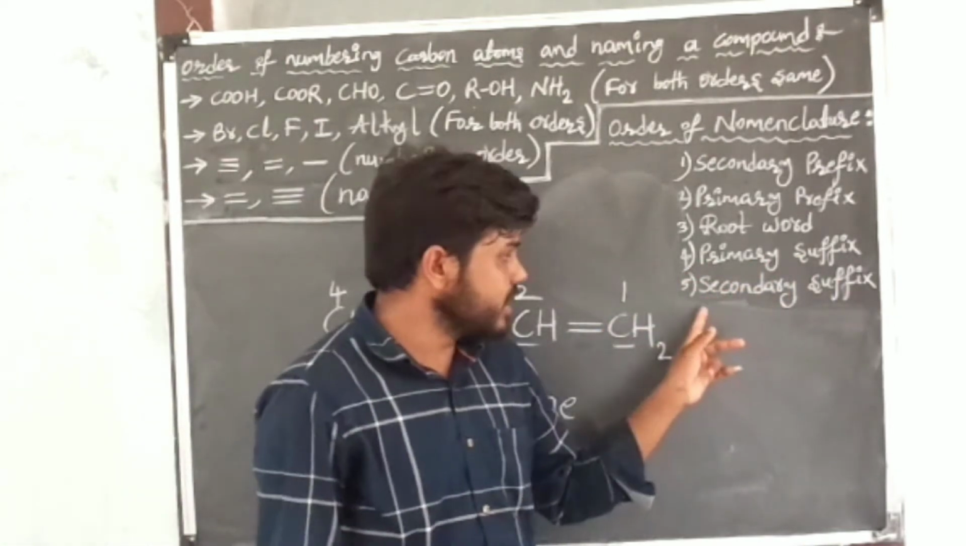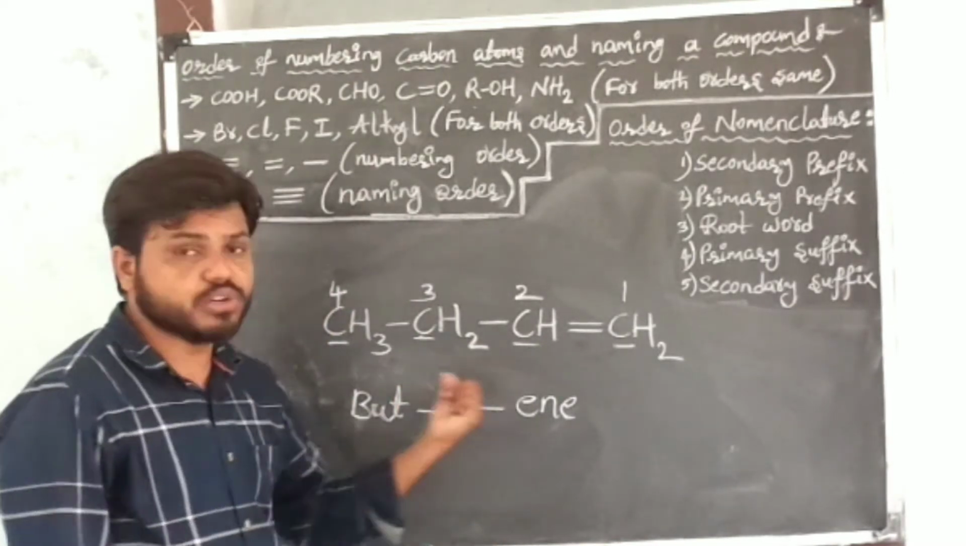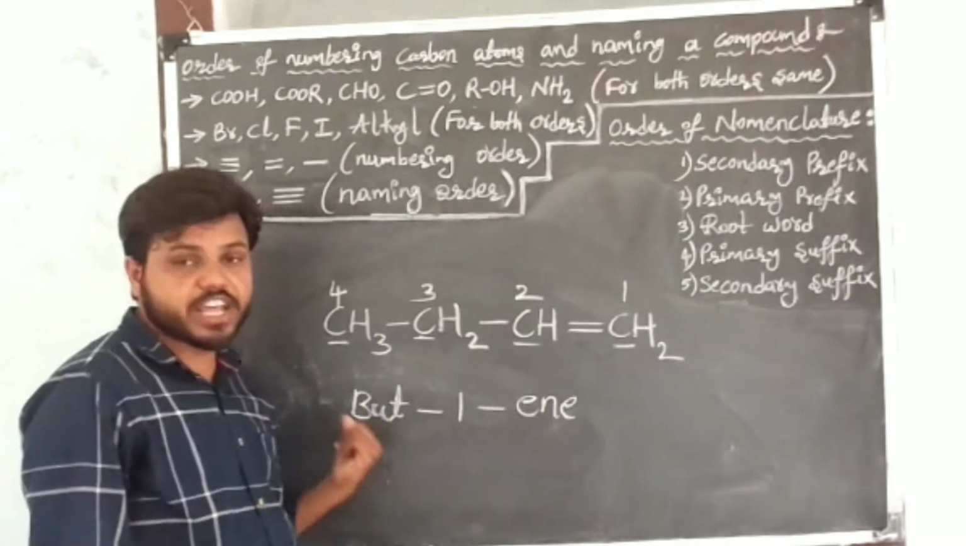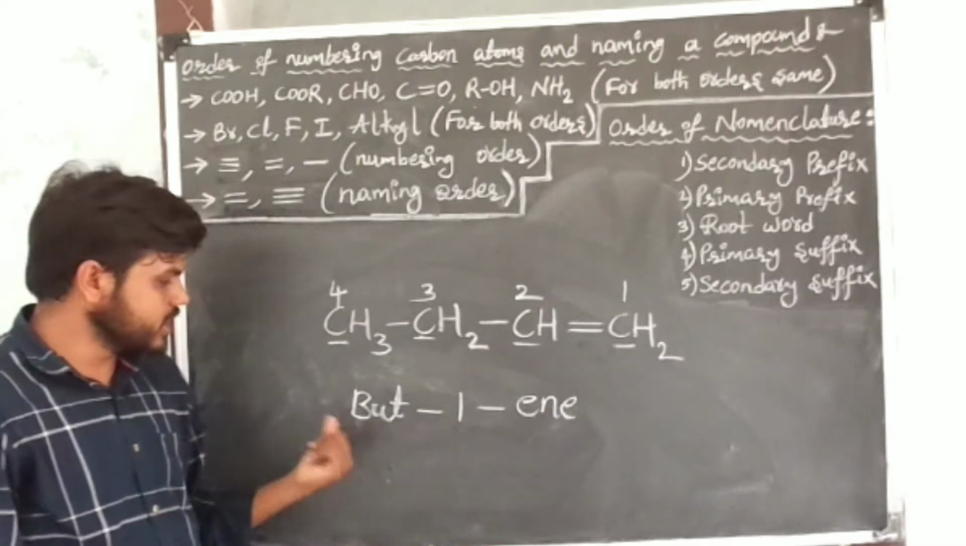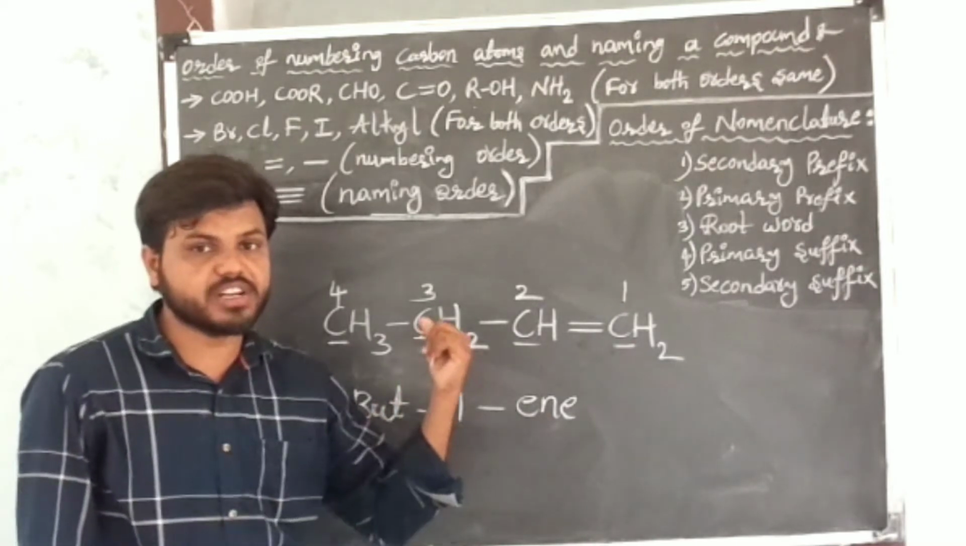Primary suffix completed, go to the secondary suffix. Secondary suffixes are functional groups. Those functional groups are not present in the given carbon compound. So this is our required IUPAC name of the given carbon compound, that is but-1-ene. But-1-ene is the IUPAC name of the given carbon compound.